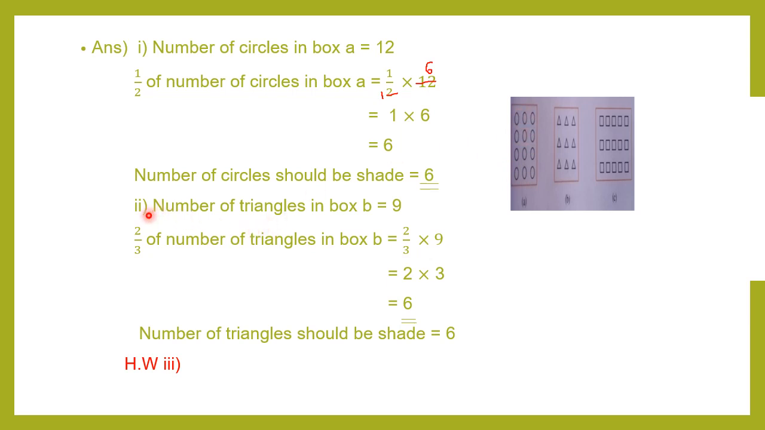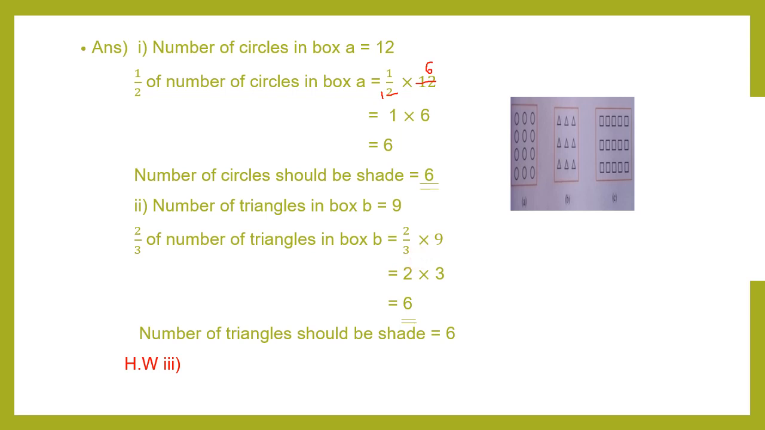Question number 2. Number of triangles in box B. So how many triangles here? 1, 2, 3, 4, 5, 6, 7, 8, 9. So write 9 here. 2 by 3 of the number of triangles in box B is equal to 2 by 3 of means multiplication, so multiply by 9. Again we can cut 3 and 9.